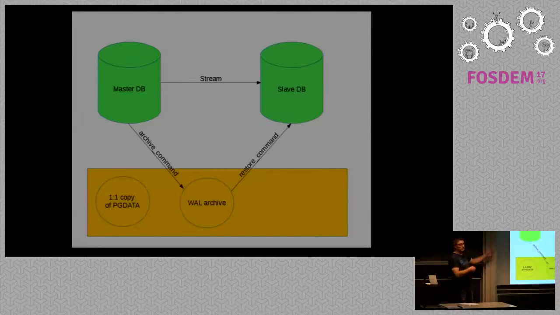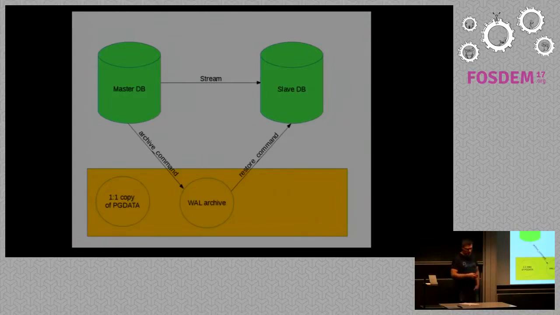So this is basically what you want. Have a master, have at least 1 slave, a stream that's feeding the slave. You have an archive command that will put all your WALs to the WAL archive, and you have a restore command that the slave can still use as a fallback option to get the missing WAL segments from the WAL archive. You should always configure it to be able to.